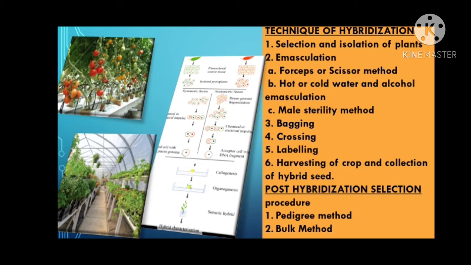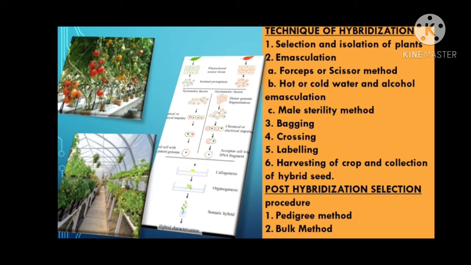Then comes emasculation. The removal of anthers from the female parents before their dehiscence is called emasculation. When two parent plants have bisexual flowers, the stamens of the female plant are removed in the bud stage. This is to prevent self-pollination. The process of emasculation differs in different plants. Some common methods are like the forceps or scissor method. It consists of opening the flower and removing the stamens, which can be done easily by using a pair of forceps or scissors.